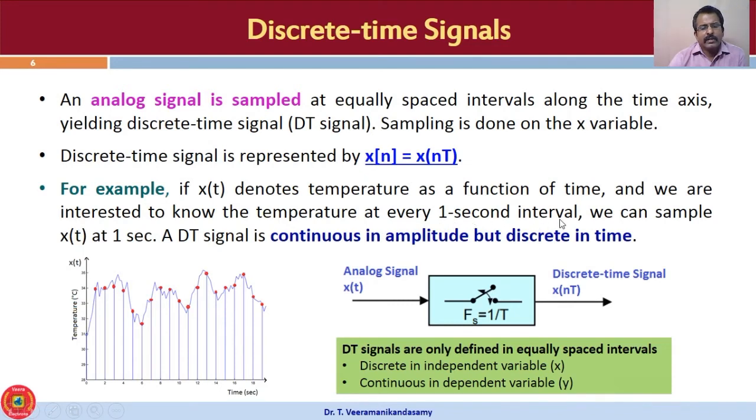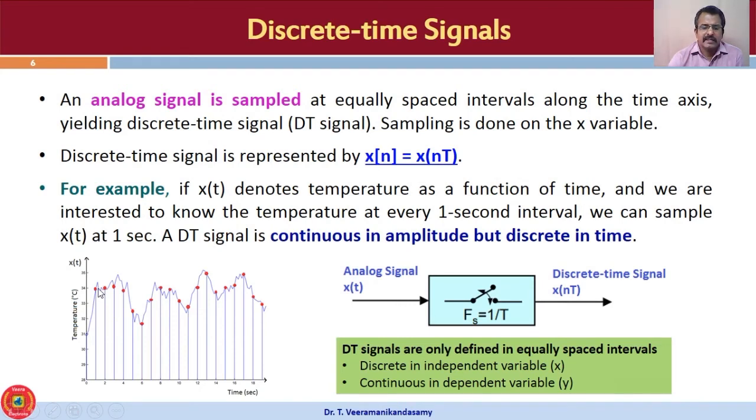If you want to look at the temperature values for every 1 second, then we need to sample this signal at 1 second. So the output of the sampler gives only a signal like this, only the stems. The stems are at particular instances, that is, n is the instance.